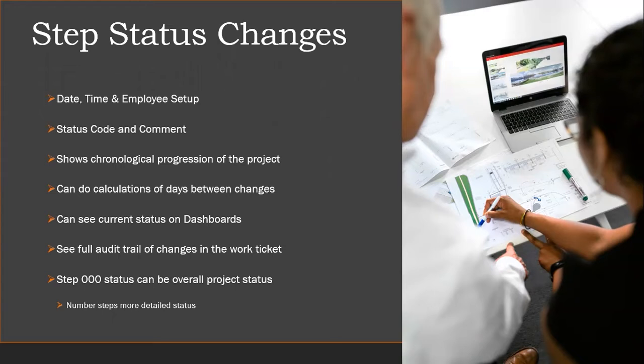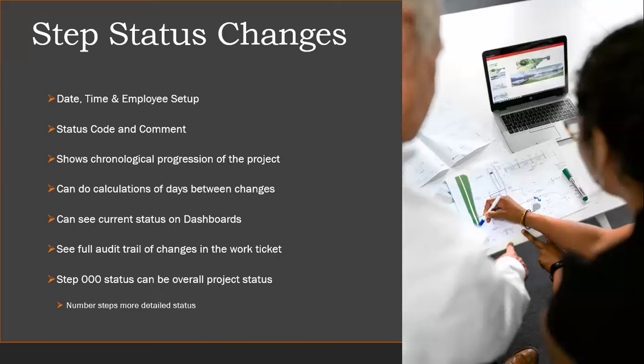For instance, if we maybe send a quote to the customer to be approved, we would see the day that we sent it, and then when it's approved or not approved, we could make that status change. We could see how much of a turnaround there was to get that approval. So you can do calculations on the time it takes between the status changes.